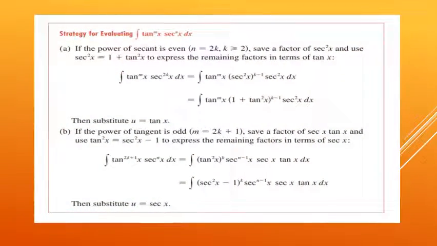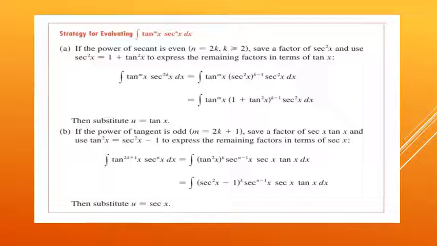So, strategy for evaluating the integral of tan^m x sec^n x dx. That means when we have the functions with the trigonometric functions tan x and sec x, we solve it by A: if the power of secant is even, n = 2k, that means k is greater than or equal to 2, save a factor of sec^2 x and use sec^2 x = 1 + tan^2 x to express the remaining factors in terms of tan x. And exactly we use this strategy to solve the previous problem number 2 in the trigonometric functions.